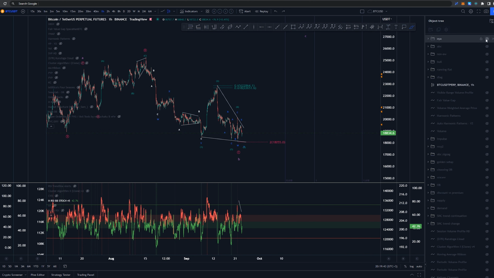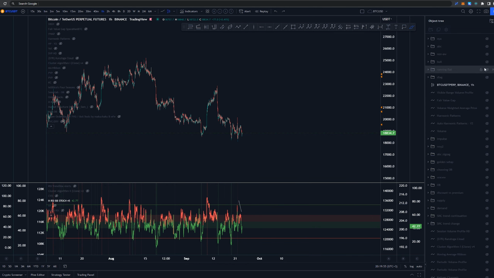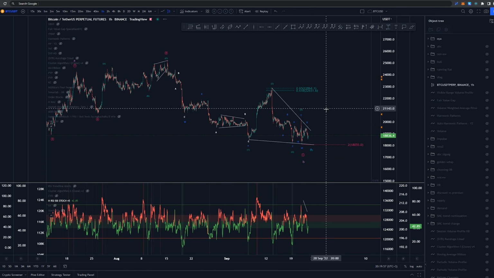Jonathan, I think he had this as a 1-2 as well, and this another 1-2, and then he had some kind of contracting diagonal here. It's very much a possibility for that happening.